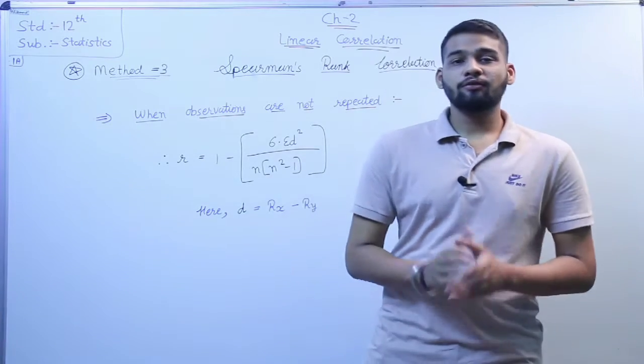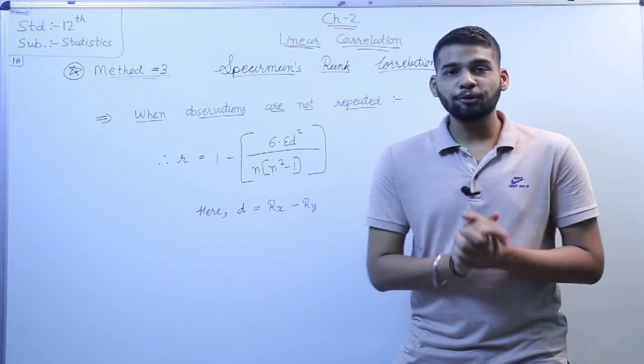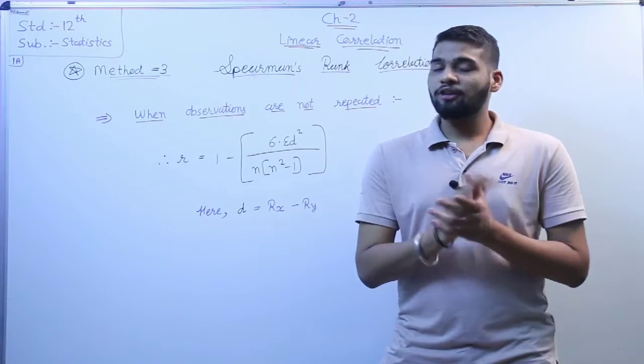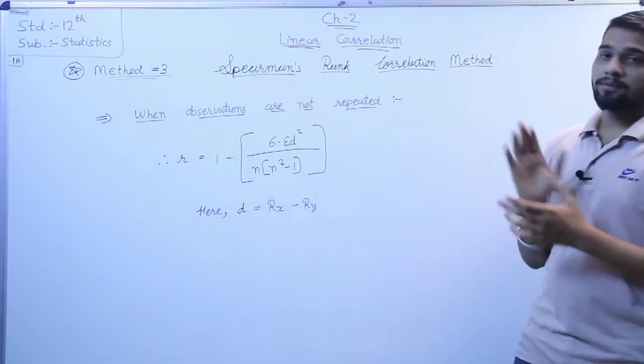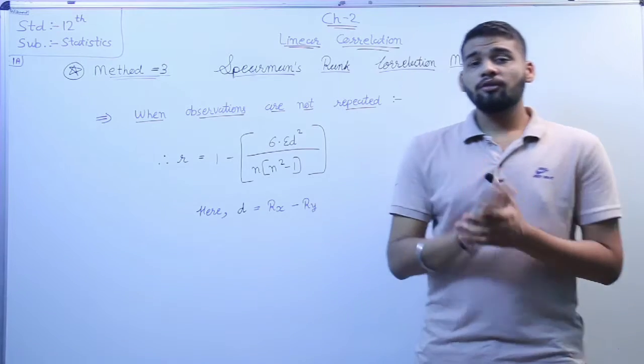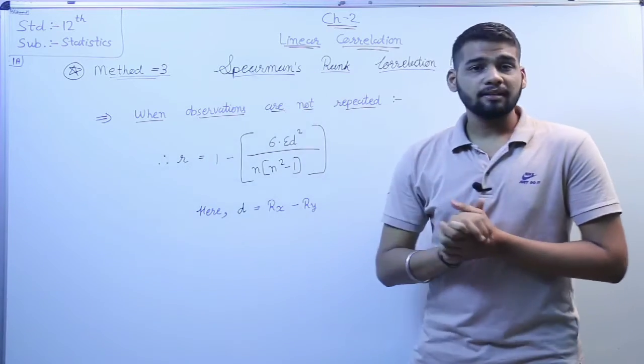In the previous lecture, we discussed the sum by the method of Karl Pearson, and I hope you all understood. Now we are going on to a new method, the Spearman rank correlation method. In this method, we find R by the method of Spearman rank correlation.